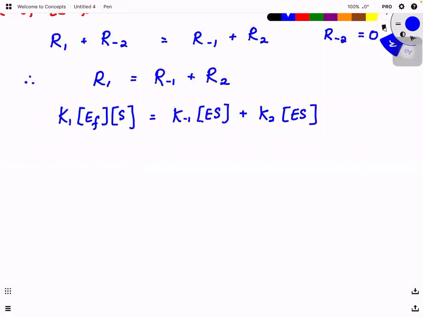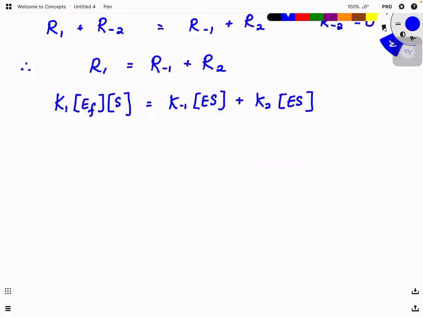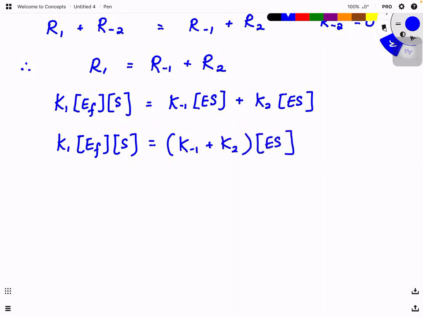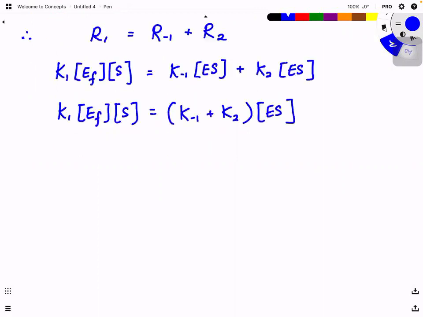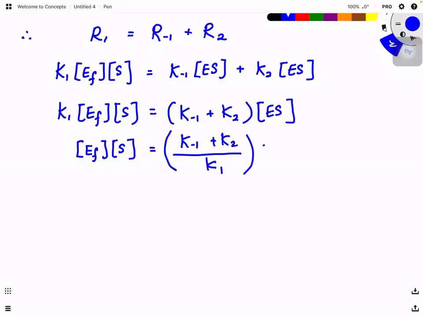So now what we're going to do here is, look at this. I simplify it. I didn't do anything here, but I simplified by factorizing the K-1 plus K2 together, so left with the ES complex. Okay, then I leave the EF here and the substrate concentration. So this one will equal to K-1 plus K2. I take all the rate constants, put them together, and multiply with the ES complex.